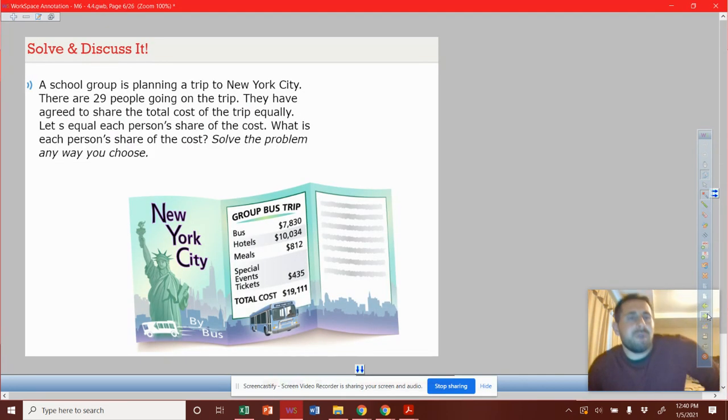So here's our solve a problem. The school group is planning a trip to New York City. There are 29 people going on the trip. They have agreed to share the total cost of the trip equally. Let S equal each person's share of the cost. What is each person's share of the cost? Solve this problem.